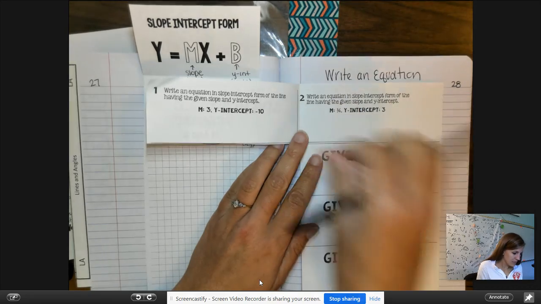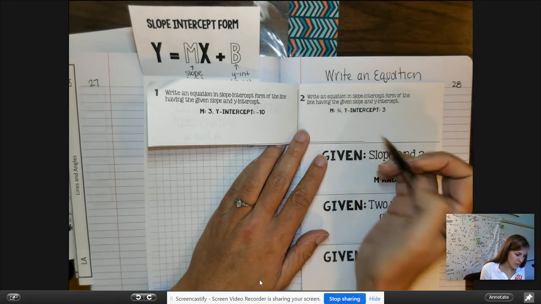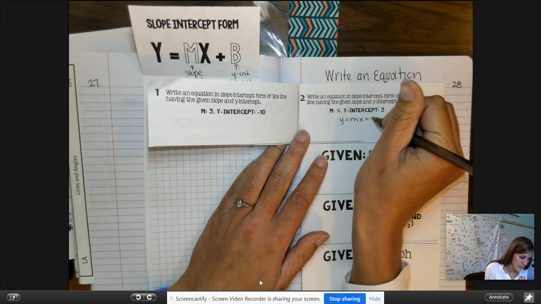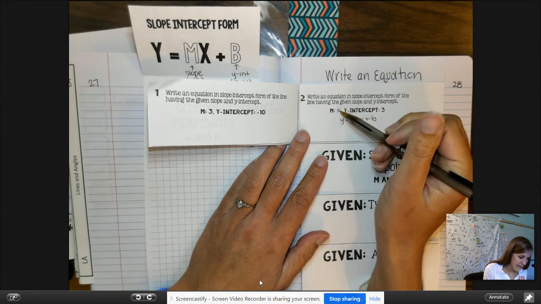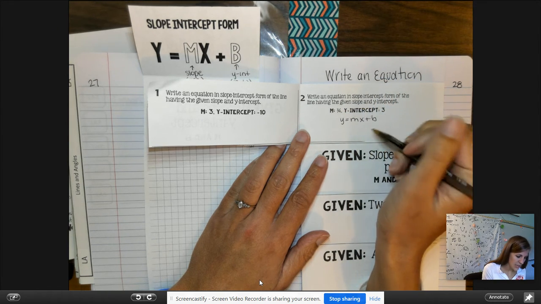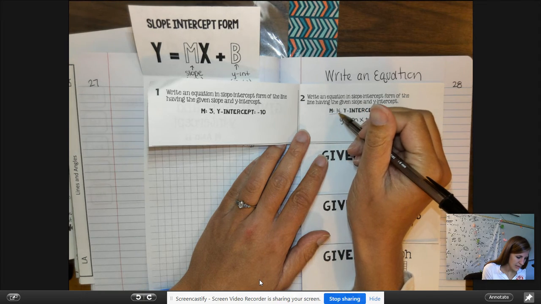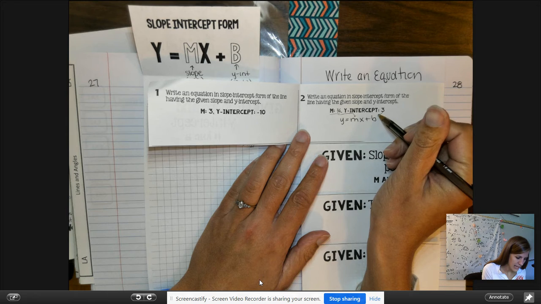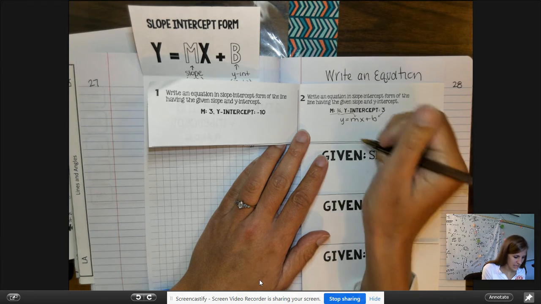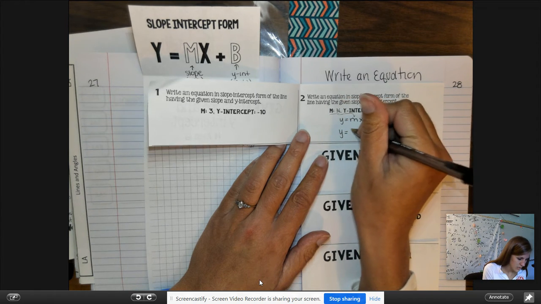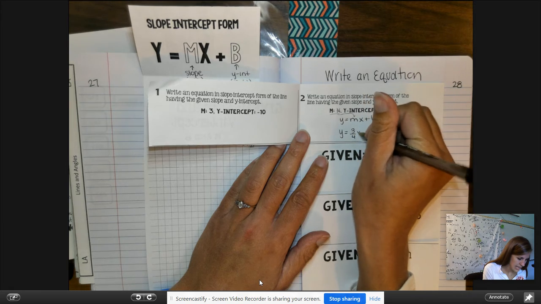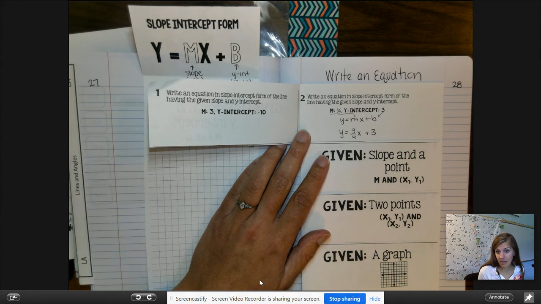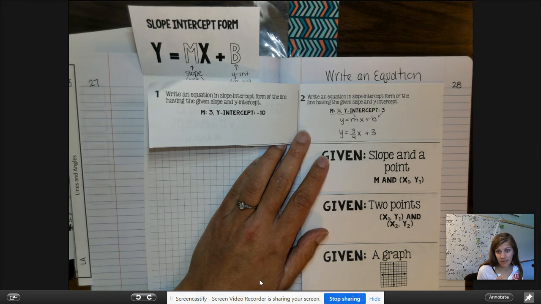So number 2, write an equation in slope-intercept form. So that means I should be writing it like y equals mx plus b of the line having the given slope and y-intercept. So they've told me that my slope is 3/4, so that will go here. They've told me my y-intercept is 3, so that will go here. And we'd write y equals 3/4 x plus 3. Bang, bang, done. That's it.